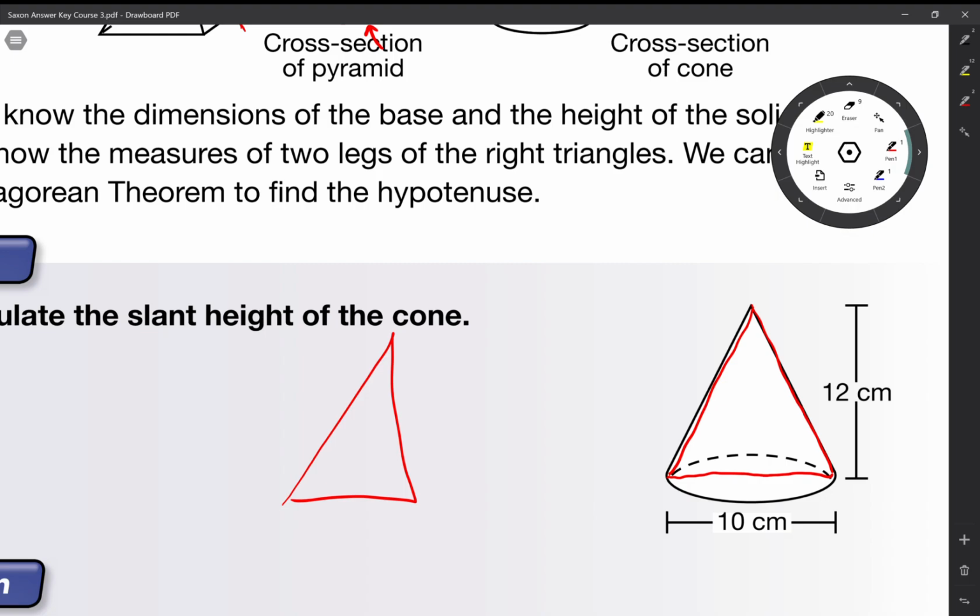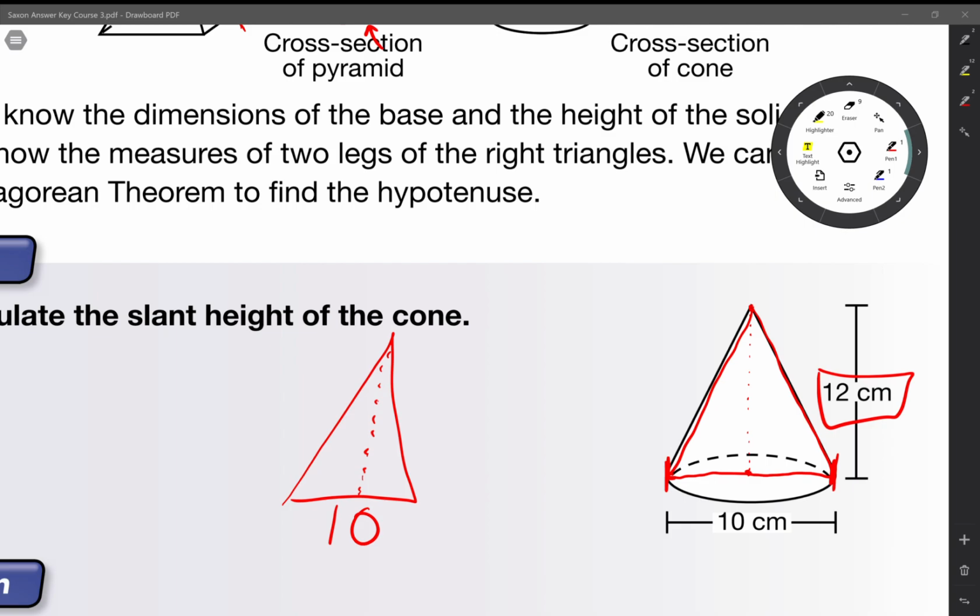Now, straight up the middle, from the very bottom to the apex, the very tippy top, we find is 12 centimeters. And the base from one end to the other end is 10 centimeters. So we have 10 centimeters there. We have 12 centimeters right up the top. So how do we figure this out?